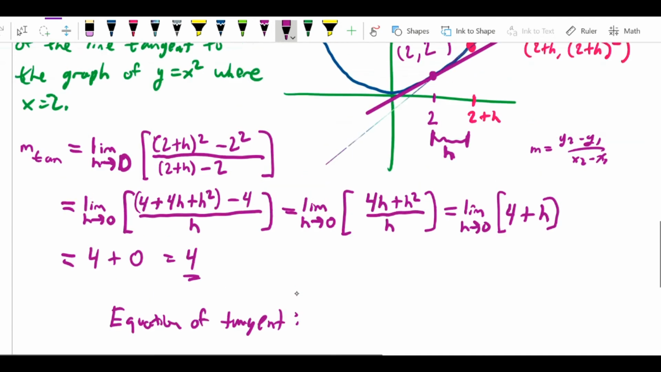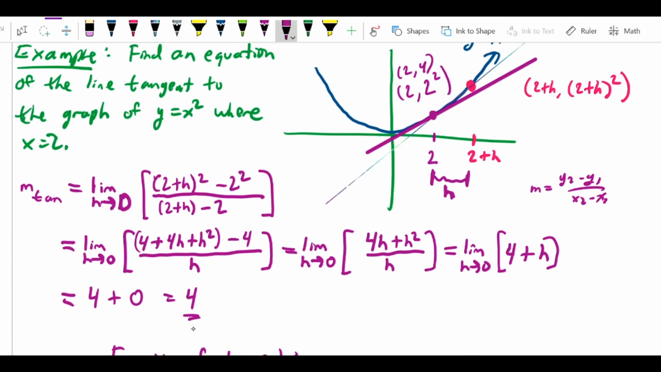And I just want to be very clear about what I'm doing. I found the slope of this tangent line using the method that we described in the last slide. And we have the point of tangency, which is (2, 4). That's where the tangent line grazes the curve.